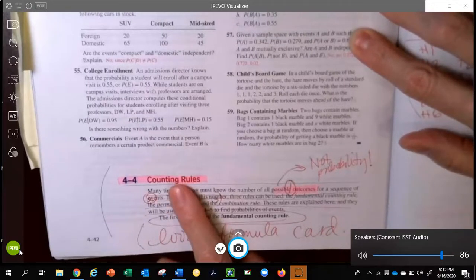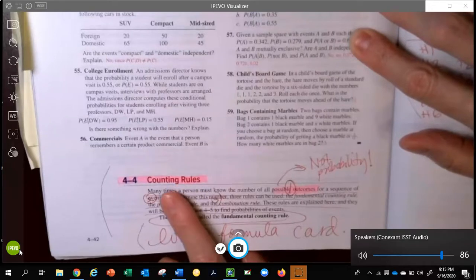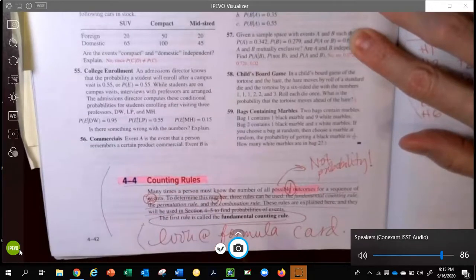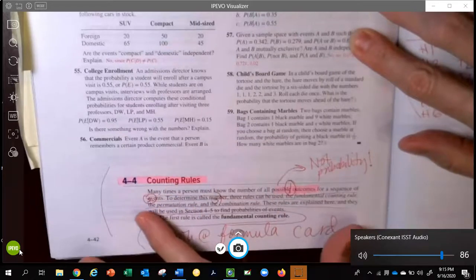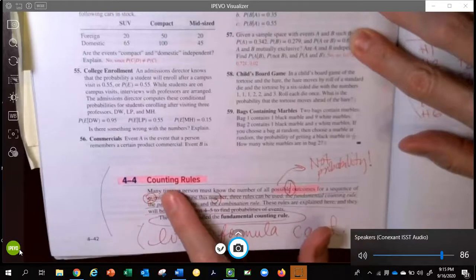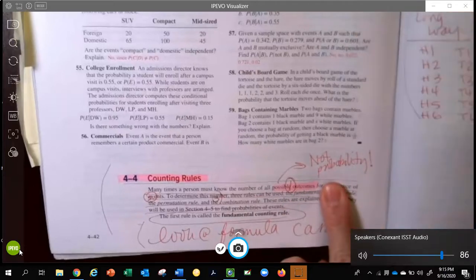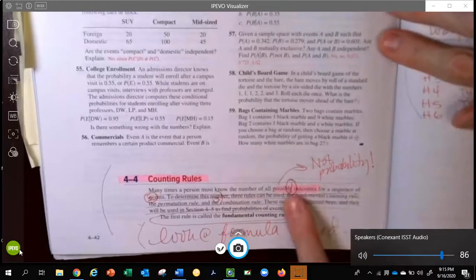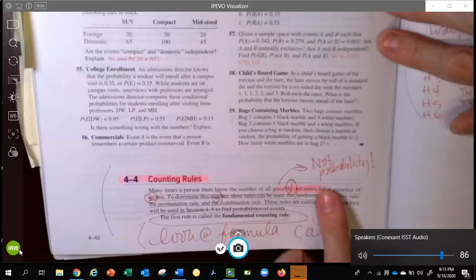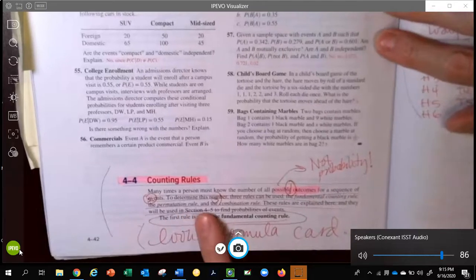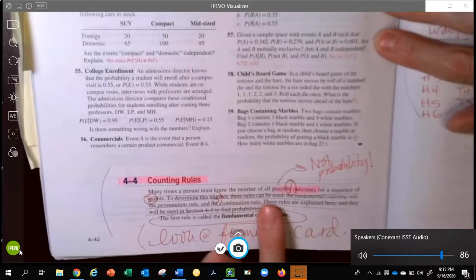Starting down here where it says counting rules, I cannot stress enough that you don't keep going through the sections until you fully think on, mull over, wrap your brain around each of these concepts. So many times a person must know a number of all possible outcomes. And I want to point out this is not probability, it's how many outcomes for a sequence of events. And to determine this number, three rules can be used.